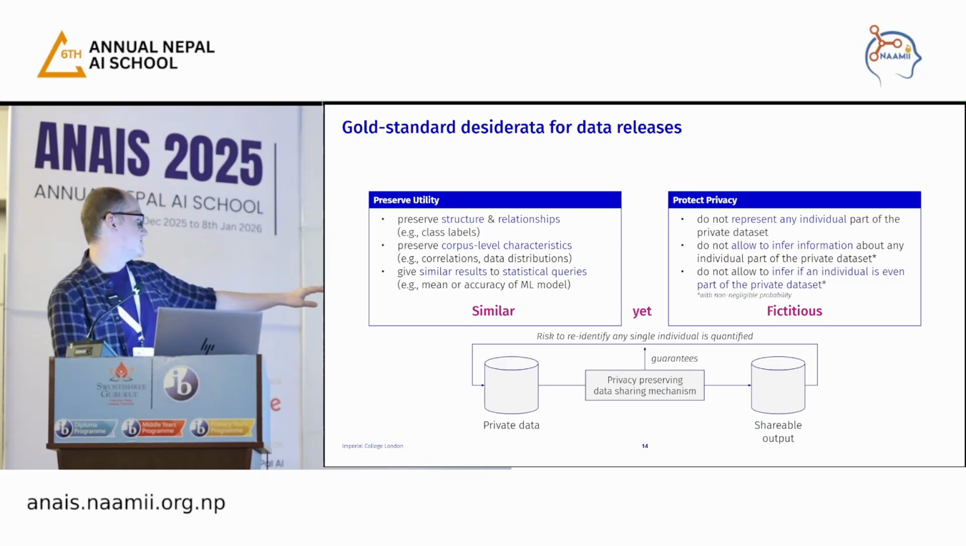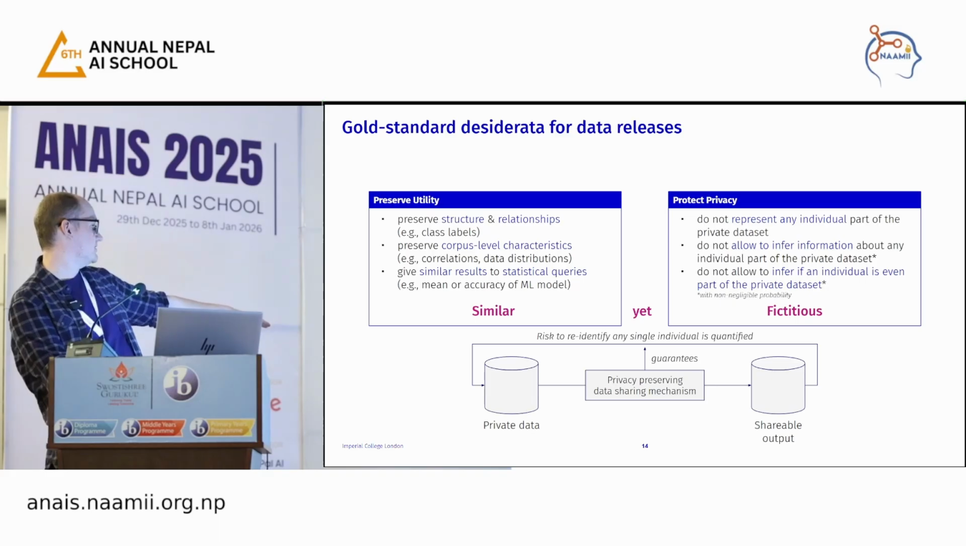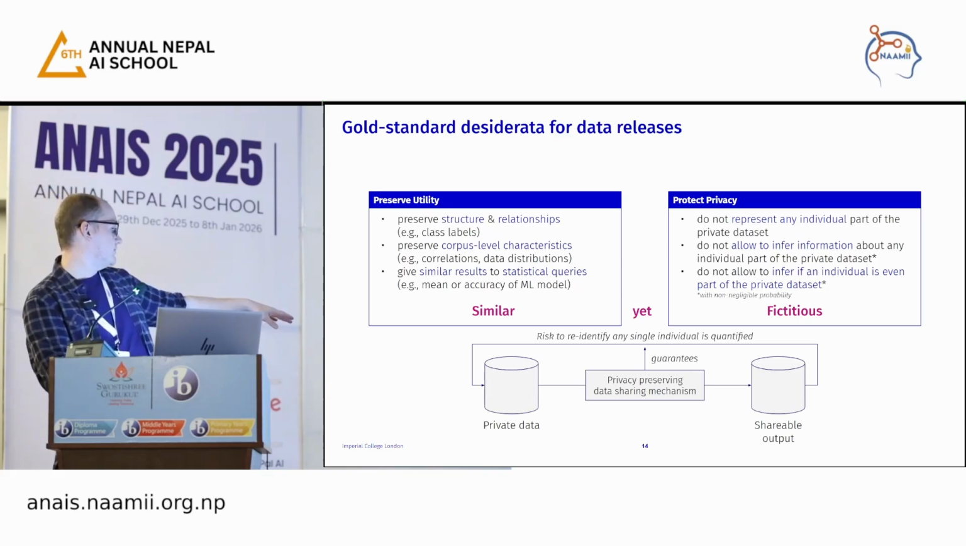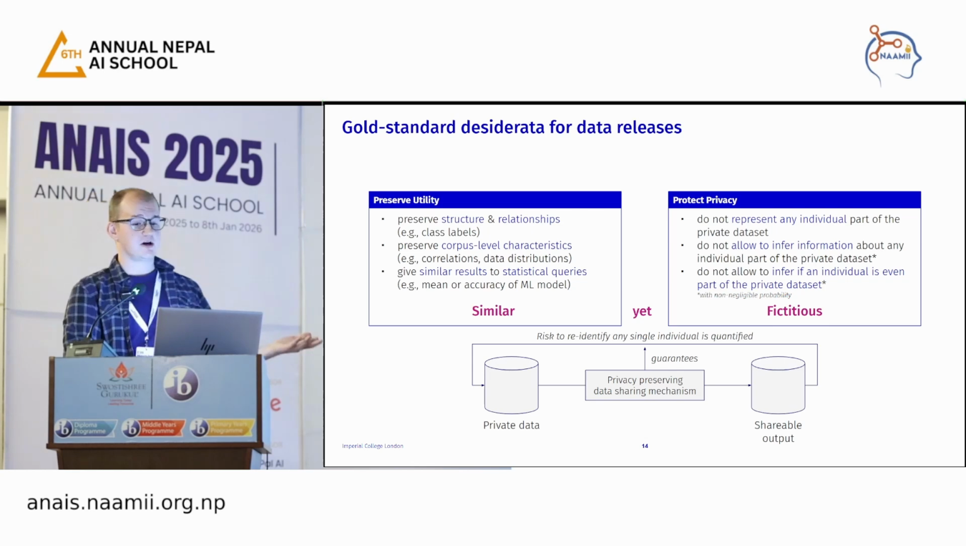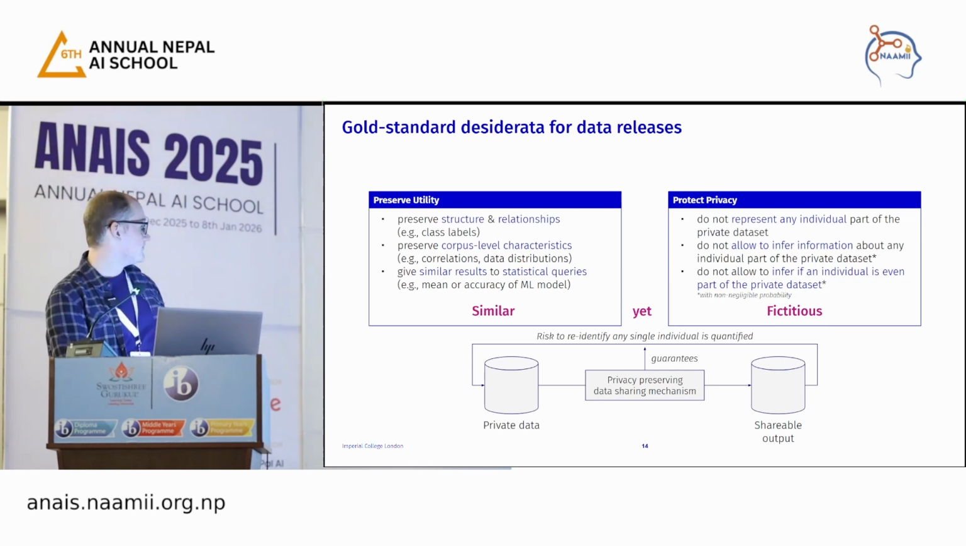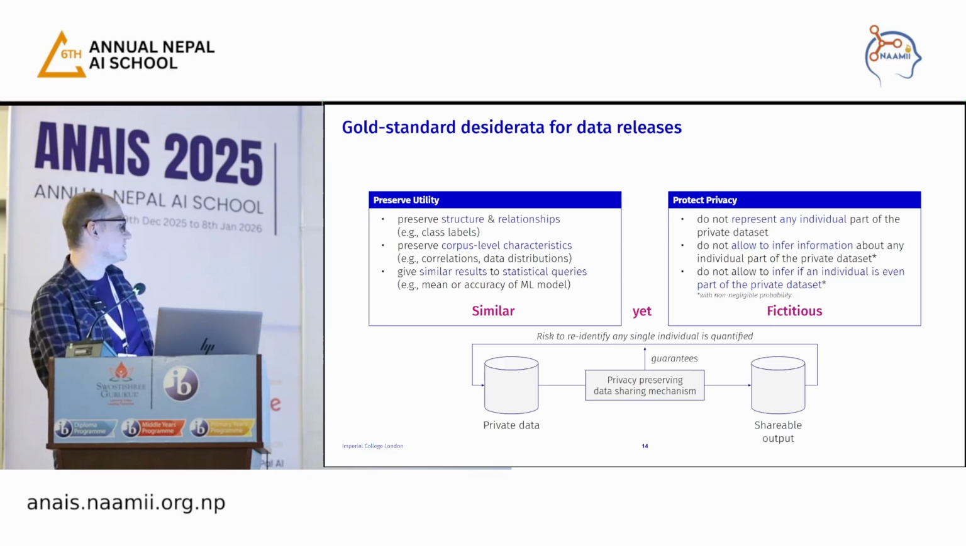So this looks somewhat like this. You have a private data repository here, which you then use a privacy-preserving data sharing mechanism on to obtain some kind of shareable output. This shareable output guarantees that the risk of identifying any single individual is quantified, with respect to whether or not they've contributed to the private data, based on looking at the shareable output.